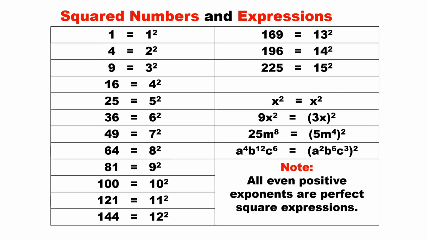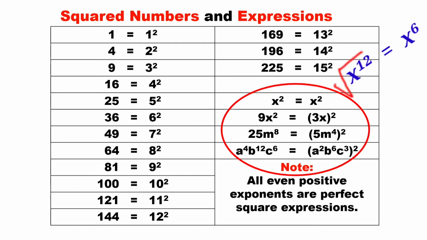On the next tables are the squared numbers from 1 to 15 and examples of squared expressions. Example, 16 is a squared number whose base is 4. 64 is a squared number whose base is 8. 225 is a squared number whose base is 15. Another use of the table is getting the square root. Example, square root of 49 equals 7. Square root of 144 equals 12. To get the square root of expressions or exponent, just divide the exponent by 2.